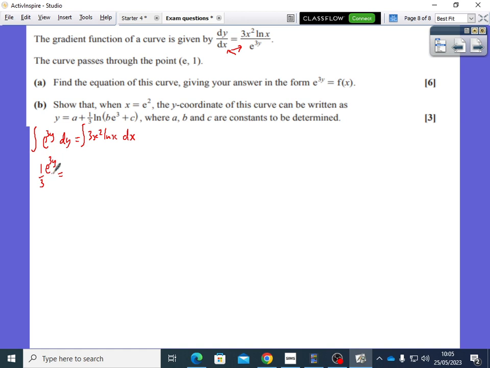If you want to double check it, that stays the same. The differential of 3y is 3. When you times that third by a 3, you'll get e to the 3y. So that's all good.